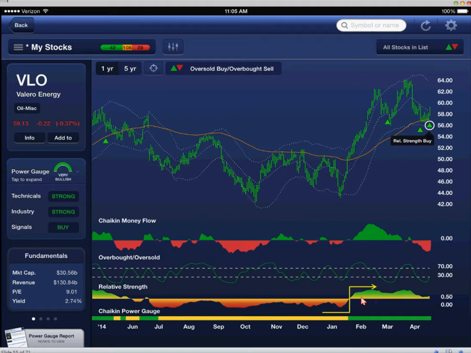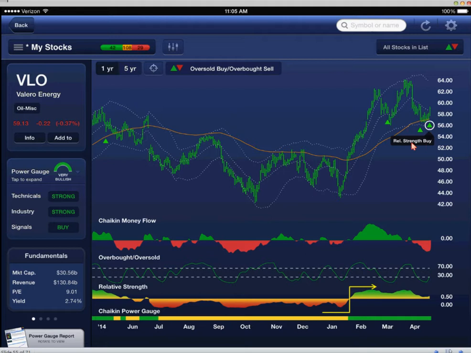So bullish power gauge rating in mid-January, a bullish personality change. This is why it's so important to identify these. You go from underperforming to outperforming. Here's a stock that's gone from 52 to 64. You've had a couple of good buy signals, entry points. Sure, you could have found some candlestick entry points.